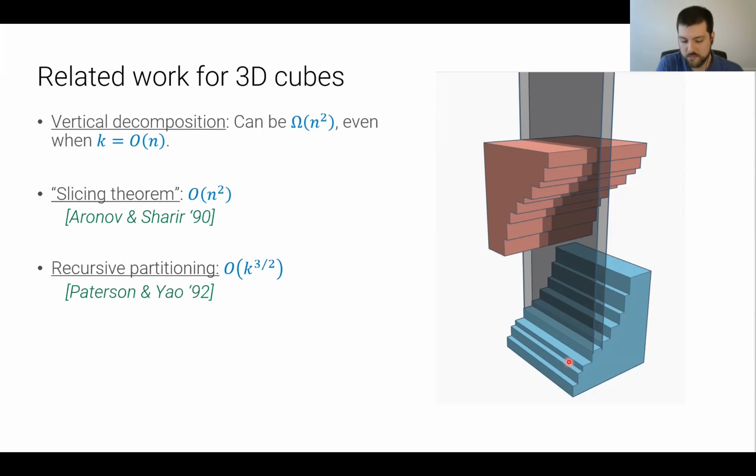So using some more recent techniques, the slicing theorem of Aronov and Sharir ends up with a partition size n squared. We note that k doesn't show up in this factor here because k is bounded itself by n squared. Using techniques from Preparata and Yao in the same paper from which that lower bound we just described for 3D boxes was described, we can get k to the 3 halves. And so using either of these two still are a far cry away from the linear, if not near linear, dependence on n and k that we desire.